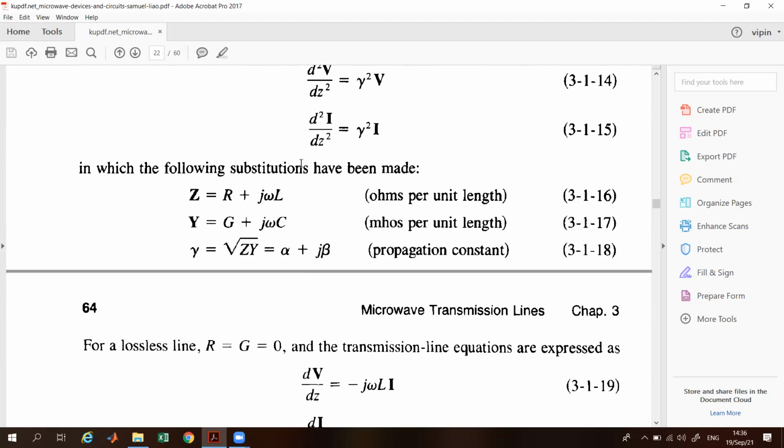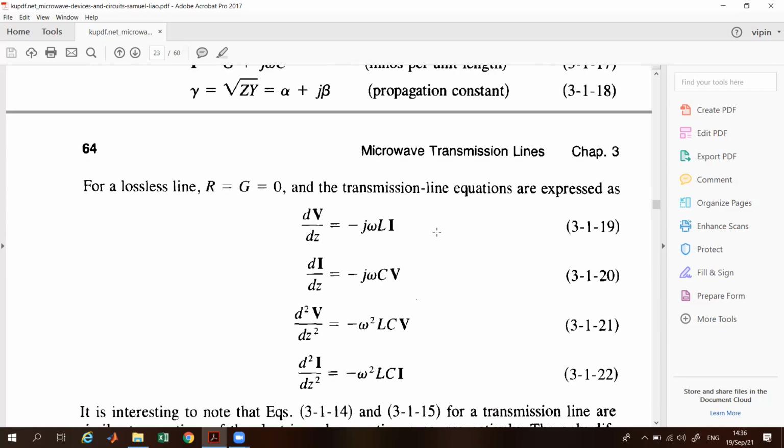Now, in which the substitutions have been made, we have Z = R + jωL. Y is your admittance, it will be G + jωC, and gamma is the propagation constant, which will be the root of ZY. It will be equal to α + jβ.